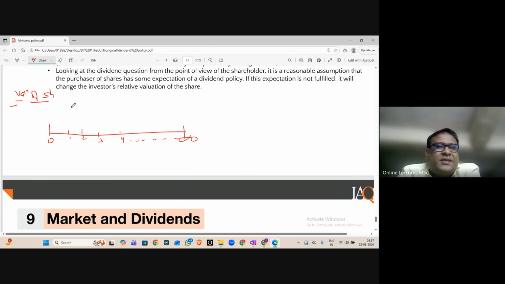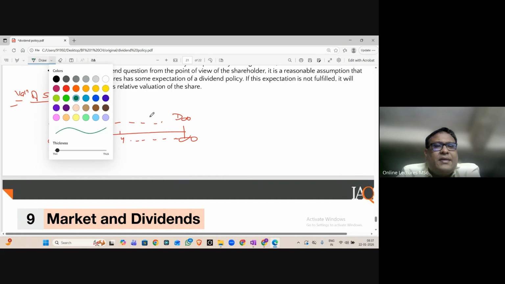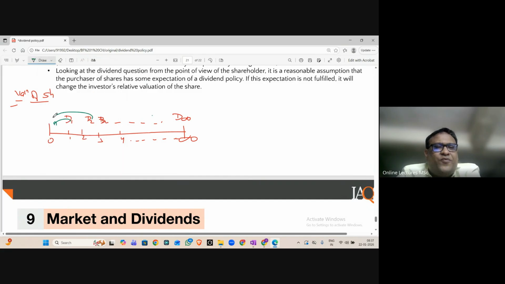Old school model says try to predict the dividends of the company. So D1, D2, D3, D4, and so on. Try to measure till D infinity, use some model, and then discount the future cash flows to get the PV, present value.